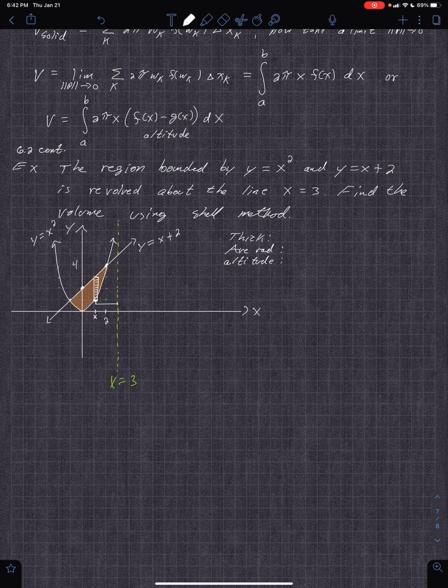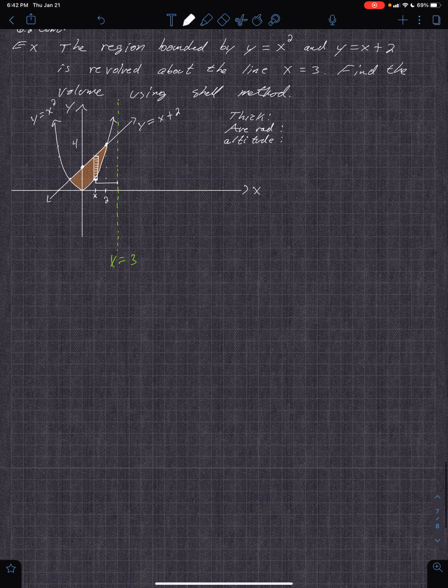Continuing in 6.2, let's look at some examples. So let's write this down. The region bounded by y equals x squared and y equals x plus 2 is revolved about the line x equals 3. Find the volume using the shell method. So in this case, we want to revolve this.